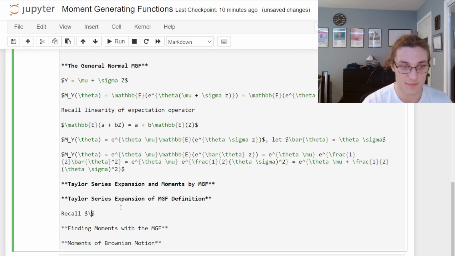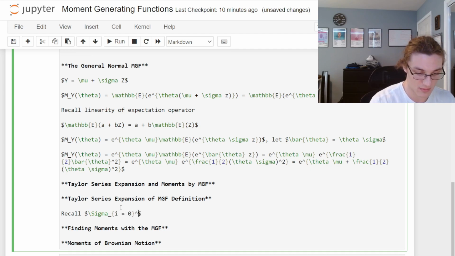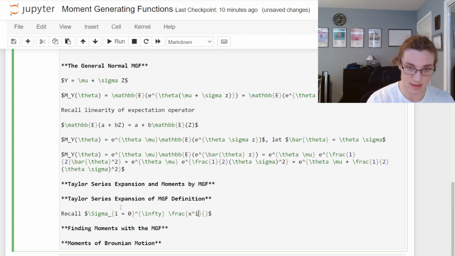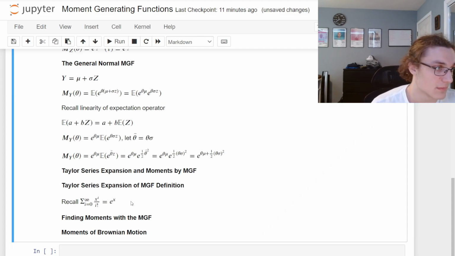Recall that the sum from i equals 0 all the way to infinity of x to the i divided by i factorial is equal to e to the x. Okay.